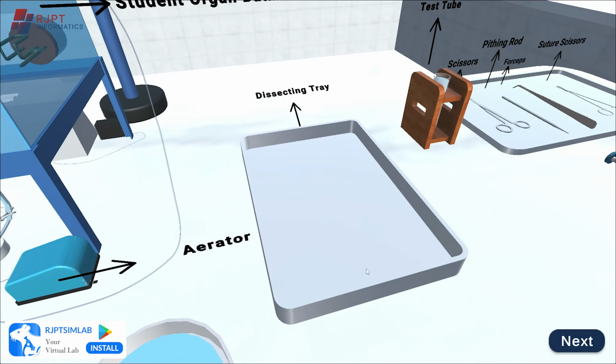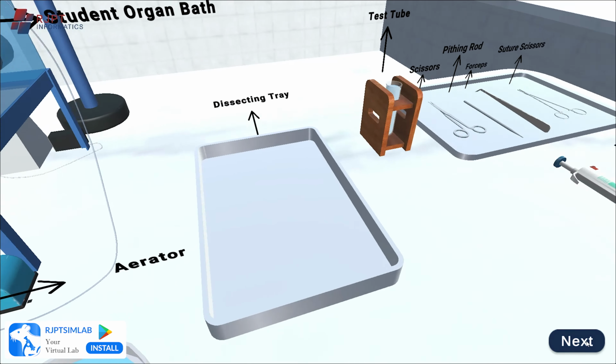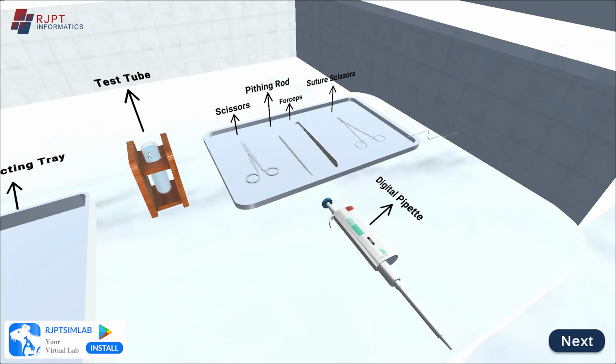Here we have our dissecting tray over which we'll place our guinea pig so that from there we can isolate our guinea pig ileum. We have our test tube holder which contains a test tube with a histamine stock solution. We have our scissors, pithing rod, forceps, suture scissors. With the help of these, we will cut open our guinea pig and isolate its ileum. We have a digital pipette. The digital pipette is also known as a micropipette, and with the help of this micropipette, we will put various concentrations of the histamine into the guinea pig ileum for the recording of the response of the histamines on the smooth muscles.